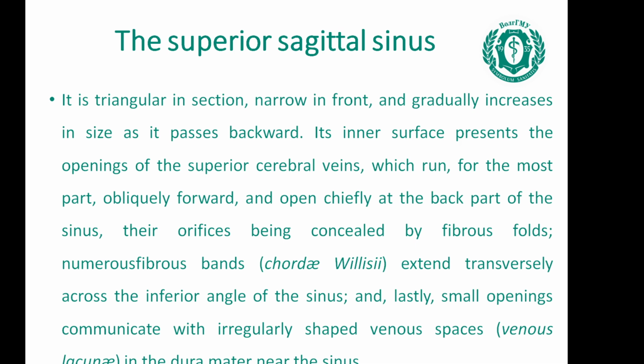It is triangular in section, narrow in front, and gradually increases in size as it passes backward. Its inner surface presents the openings of the superior cerebral veins, which run for the most part obliquely forward and open chiefly at the back part of the sinus, their orifices being concealed by fibrous folds. Numerous fibrous bands, chordae Willisii, extend transversely across the inferior angle of the sinus, and lastly, small openings communicate with irregularly shaped venous spaces, venous lacunae, in the dura mater near the sinus.